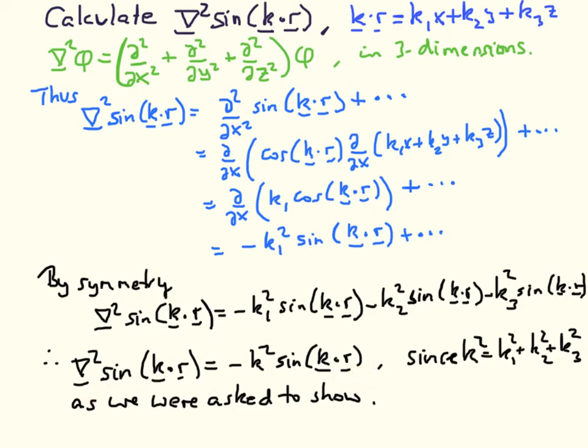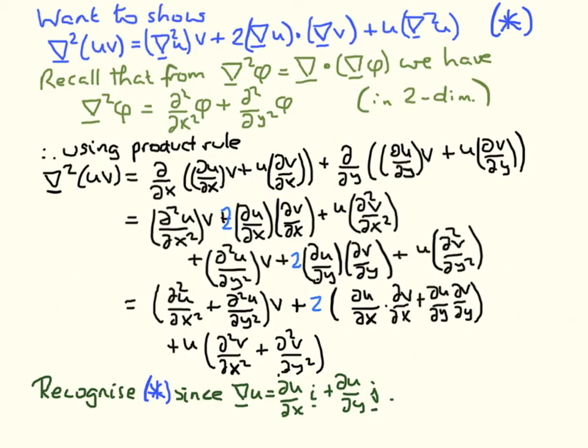So with that, we'll move on to the final exercise. So in the final exercise, we want to show this identity. And again, we recall what the form of the Laplacian is, and I'm just going to do this in 2 dimensions, and I hope that when you do this it will be clear that it would extend to 3 or indeed any number of dimensions.